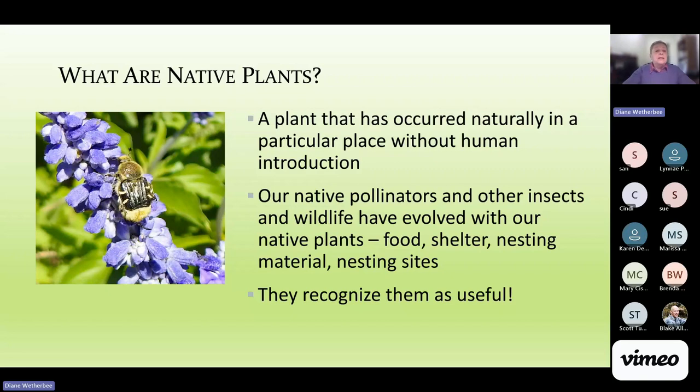Our native pollinators and insects and other wildlife have all evolved along with these native plants. So they recognize them, they know them as food, as shelter, nesting material, and nesting sites. Most importantly, they recognize them as useful. And that isn't always true of non-native plants. They don't always recognize them, and often they don't recognize them as being useful to them.